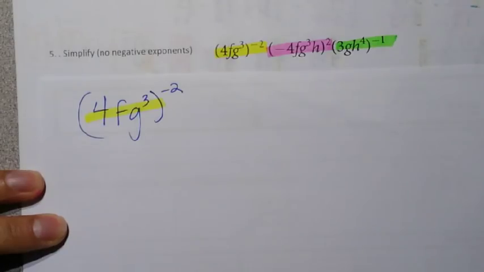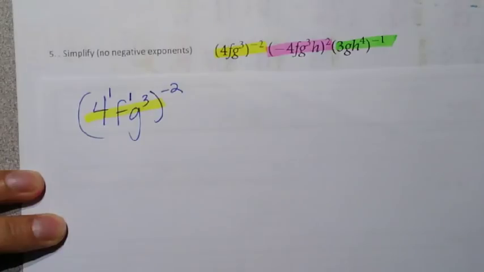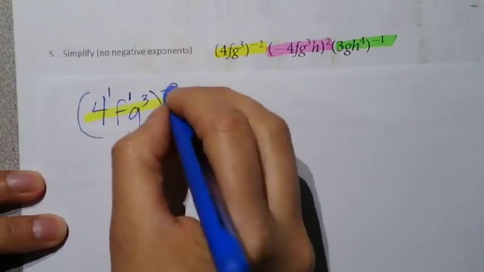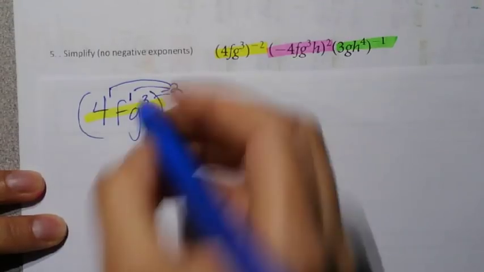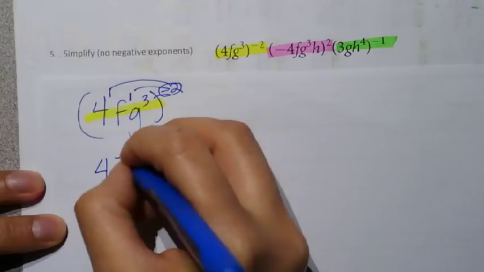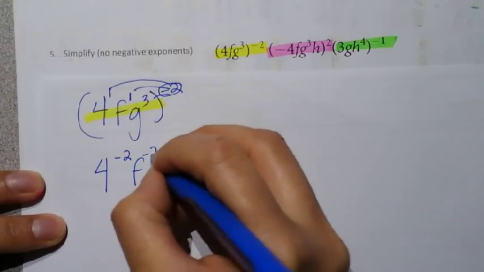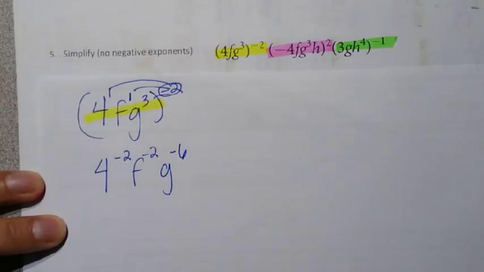From here, I have to give the power of 1, and then I will distribute the power to each. So I'm multiplying each power by negative 2. So I'll end up with 4 to the negative 2, f to the negative 2, and g to the negative 6. So I'm done with the yellow part.